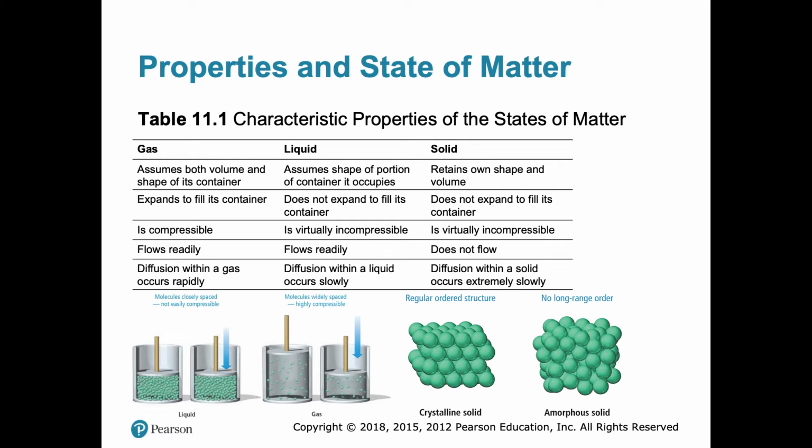And then the last but not least, certainly, are the solids. They retain their own shape and their own volume, of course, like the table here, right? They do not expand to fit their containers. We'd have a problem if they did. Virtually incompressible. You could try to, right? It doesn't flow, and diffusion within a solid occurs extremely slowly, which makes sense, right? We've got a couple of different solids here. We have a crystalline solid, which is very ordered, and then we have an amorphous solid that's not as ordered as far as the atoms go.